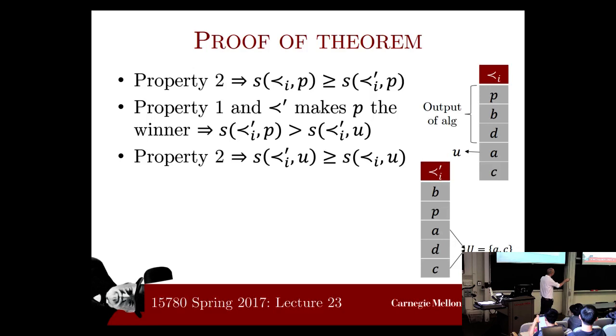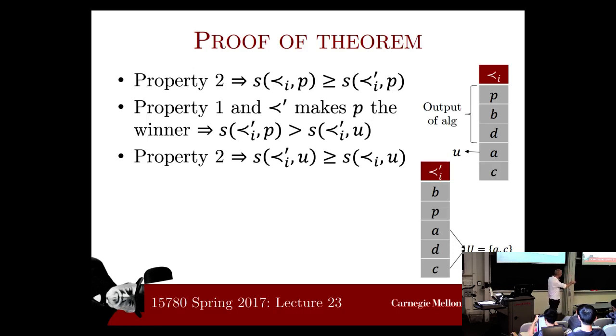And finally, the third inequality, again, we appeal to property 2. So we're comparing these two rankings. In this ranking, small u is ranked above capital U, as well as possibly some other alternatives. Like in this example, capital U is A and C, and small u, which is A, is ranked above C and also above D. In this ranking, small u is ranked exactly above the alternatives in capital U. Because we said that capital U is the alternatives that are not ranked here. We put small u first and then the rest in some arbitrary order.